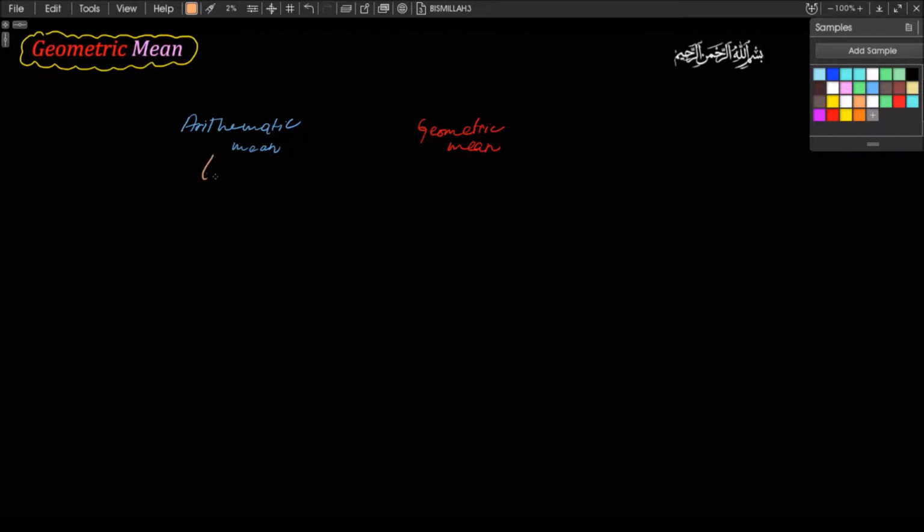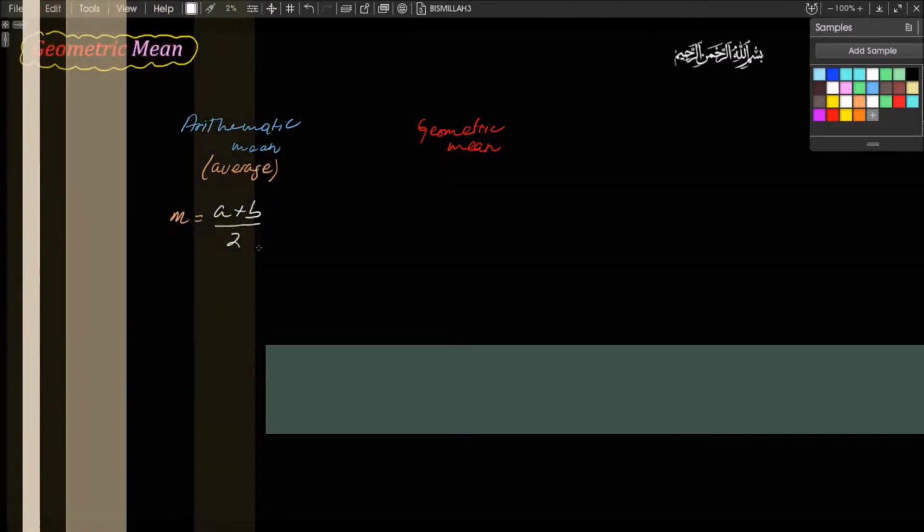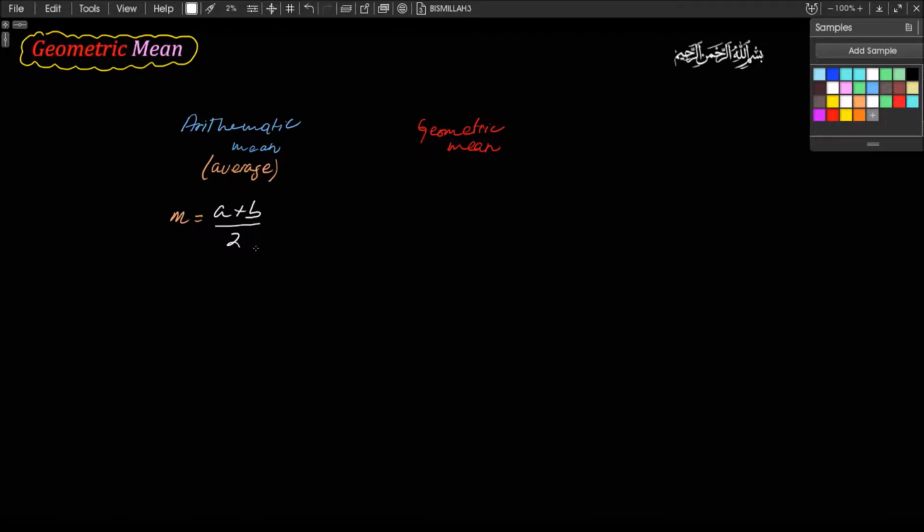You're probably familiar with this because this is commonly known as the average. So if you're given two numbers, the arithmetic mean of those two numbers, let's call it m. M is the mean. So the arithmetic mean of two numbers would be, you just add them together, let's say a plus b, and then you divide by 2. So the arithmetic mean of two numbers, or the average, is just the sum of those two numbers, and then you divide the sum by 2, and that's how you get the arithmetic mean.